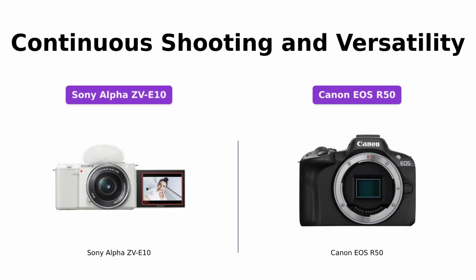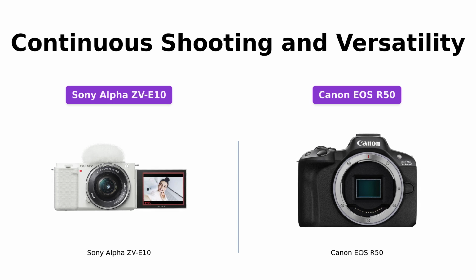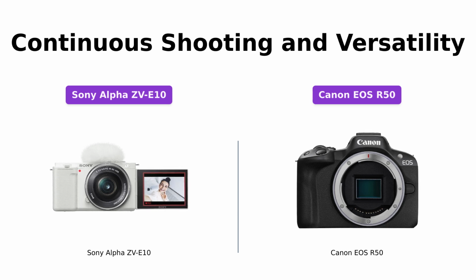When it comes to capturing fast-paced action or fleeting moments, continuous shooting capabilities play a vital role. The Sony Alpha ZV-E10 offers continuous shooting at 12 frames per second with electronic first curtain, while the Canon EOS R50 outshines with 15 frames per second using the electronic shutter. Both cameras provide versatility and speed to capture those special moments.